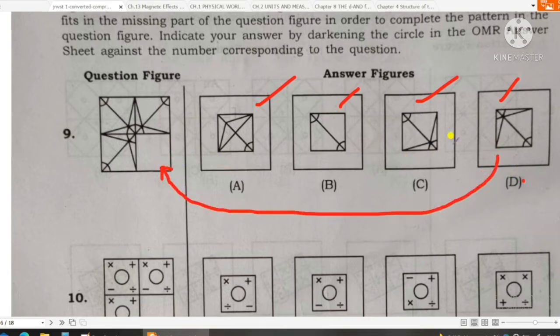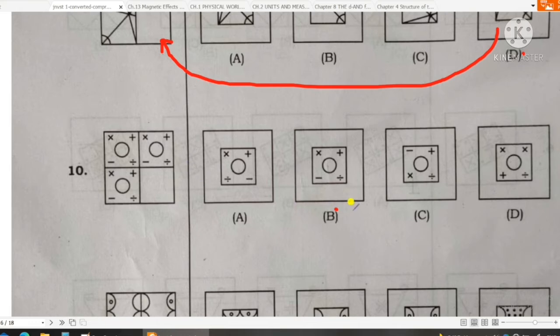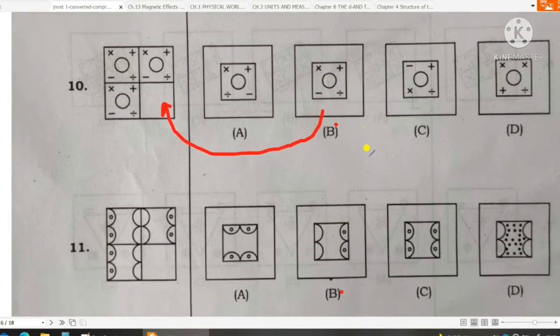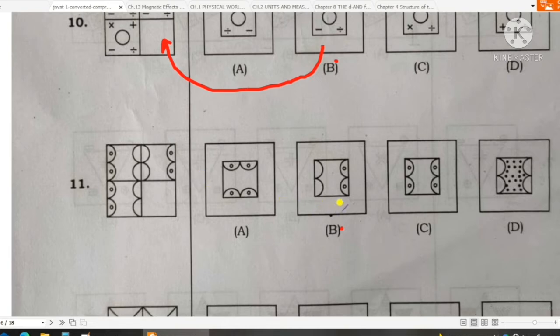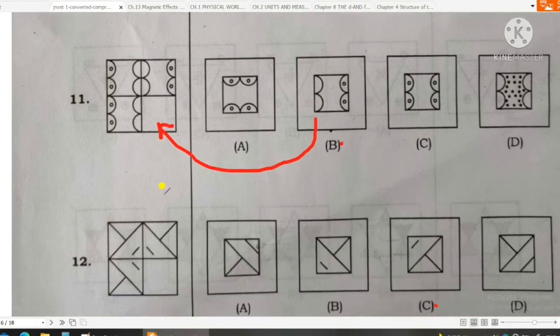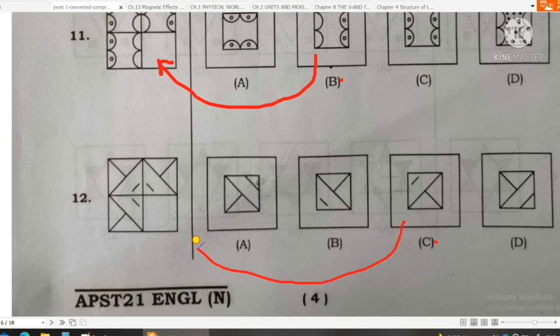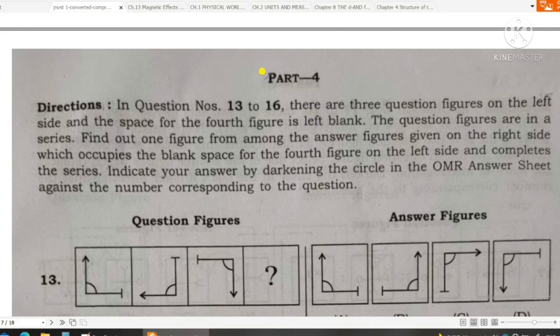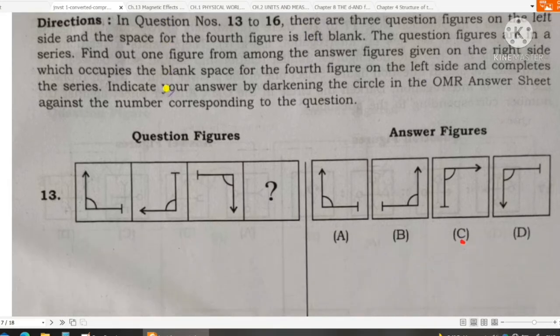So you can see here that this figure is the best suitable for completing this figure. In the same way, you can see in this one also the answer for question number 10 is the second option. You can check it very well, just stop the video and you can easily check it. In the same way, the answer for the 11th question is this one, meaning this figure will fit in this incomplete figure to make it complete. In the same way, for question number 12 the answer is C, because the C figure will fit in this figure. Next, question number 13, which is based on part 4, and there are also some directions given.